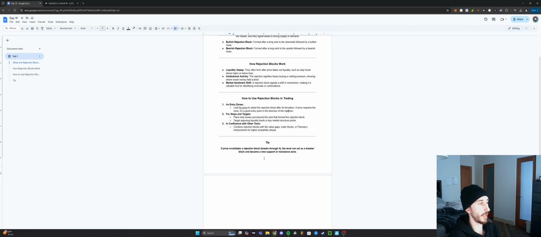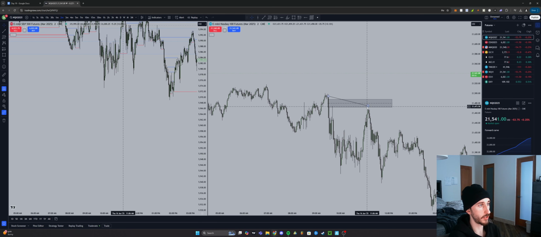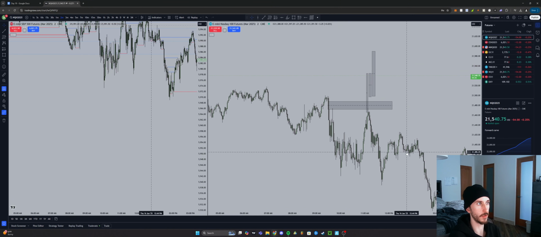And lastly, before we end the video here, just a little tip. If price does invalidate a rejection block, meaning it breaks through it, this level can act as a breaker block and also become a new support or resistance zone. And I'll show you exactly what I mean by that. So if price indeed decided to break above this area here, let's say if price indeed decided to break above this high with displacement, we could expect that we could hold this as a breaker to then shoot price all the way back up to whatever the drawn liquidity is.